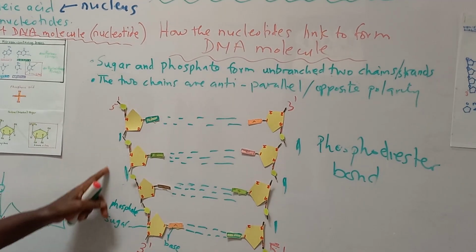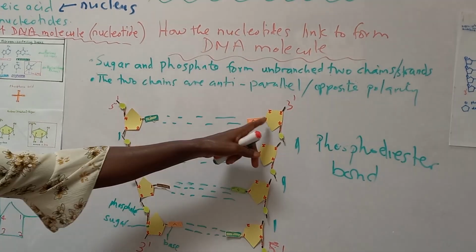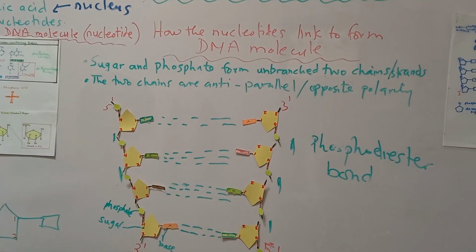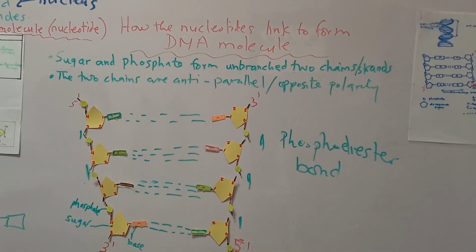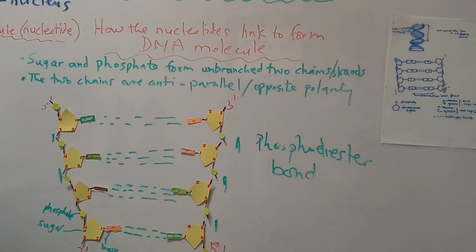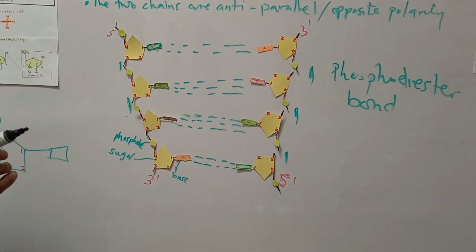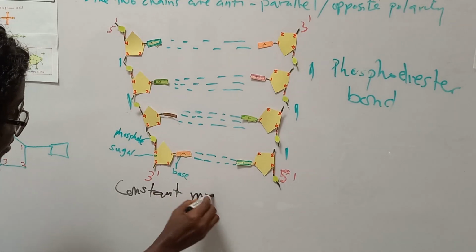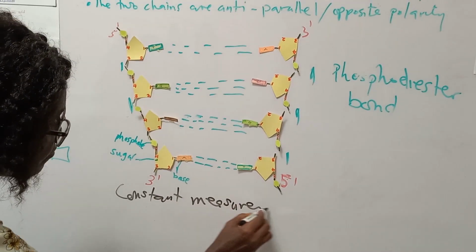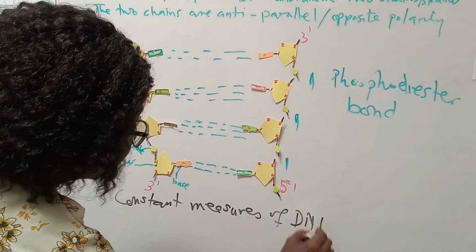So this chain will twist up in a helix, this one too will twist up in a helix, and we end up with a double helix structure of DNA. Everything is constant with the DNA molecule. You have constant measures of DNA molecule.